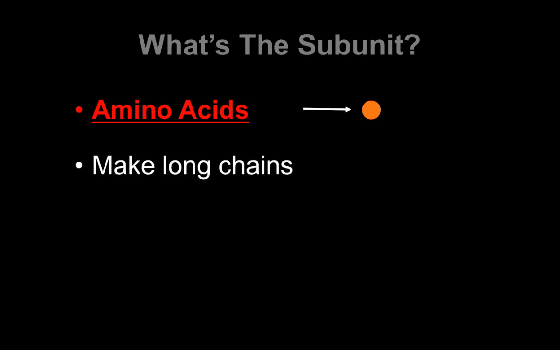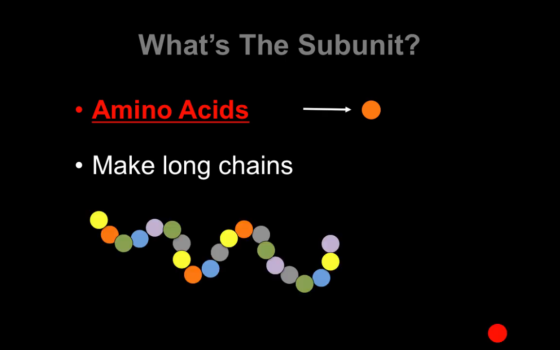So what's the subunit of a protein? It is an amino acid. And I'm going to represent those as these little colored circles. And when you put together a lot of these amino acids, you make these long chains, and these are proteins. So for example, this would be a protein. Now notice there's a lot of different colors there because there are a lot of different amino acids that are used to make proteins within organisms.